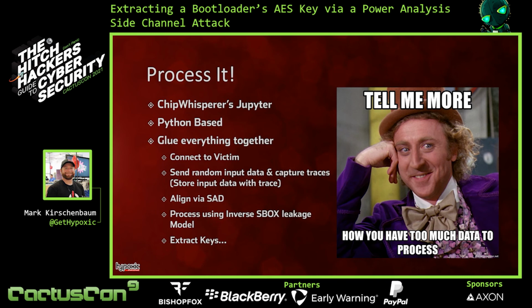After I have that chunk, or the blob of data, for each power trace, I'm going to align all the power traces with the SAD filter, like I said in the last slide, and then I'm going to send it into this inverse S-box leakage model and have it process all this data. From there, we're going to be extracting the round 10 keys.